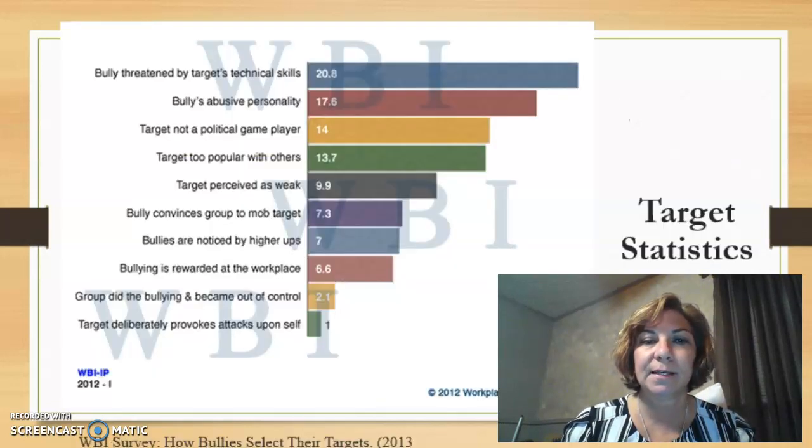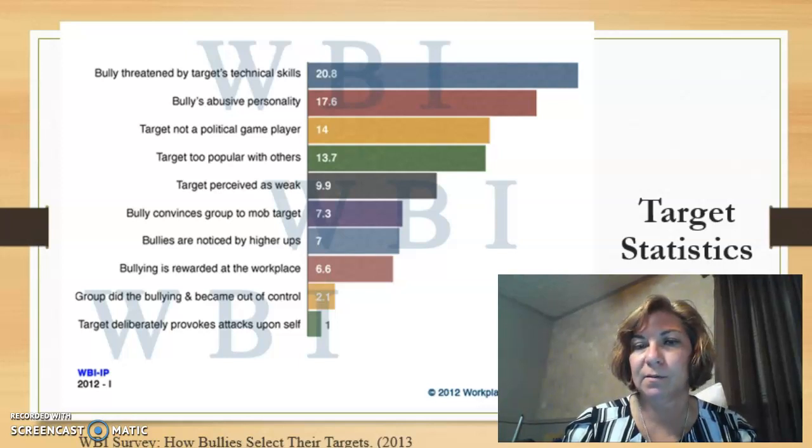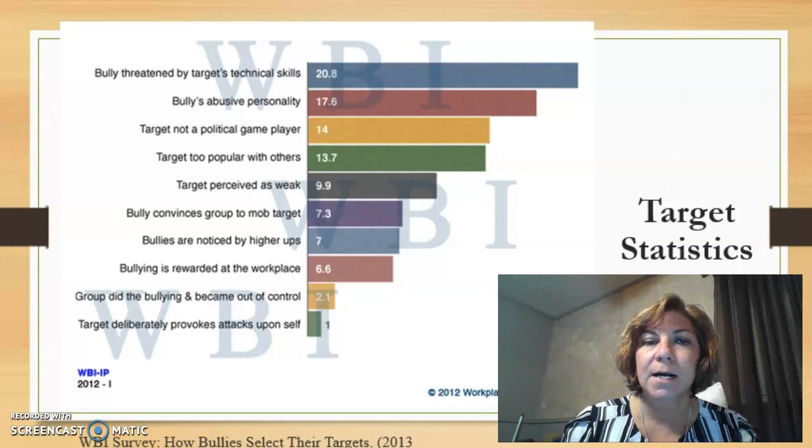So let's get into this a little bit more. Again, we'll talk about the bullies being threatened by the target's technical skills. The bully's abusive personality is some of the reasons why. The target's not a political game player, so they tend to stay away from some of the office politics. The target's not popular with others, so they keep to themselves, and they may be perceived as weak.